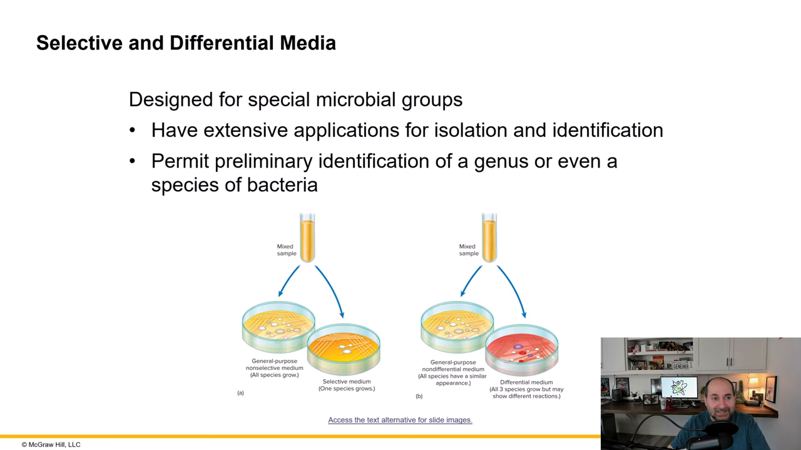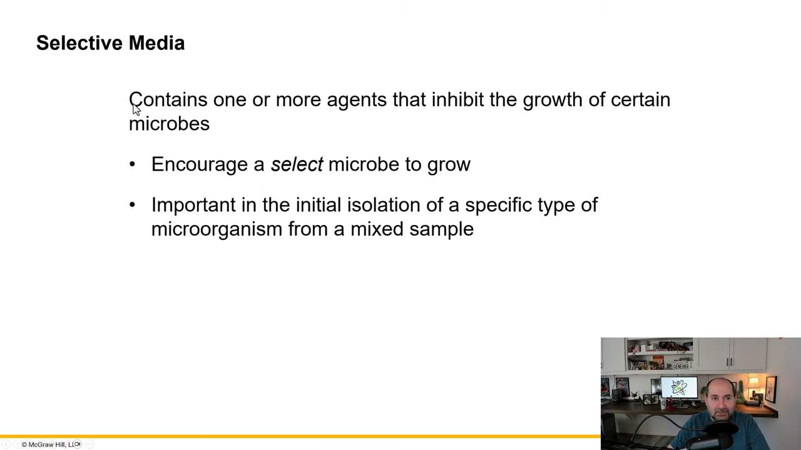Now let's talk about selective media versus differential media. This could be a little tricky to wrap your brain around, but it ends up making sense. So let's go into this in detail. Let's start with what is selective media, and then I'll talk about what is differential media. So selective media is a type of media that contains one or more agents. Agents are usually chemicals or something that inhibit the growth of certain microbes, but they encourage a select microbe to grow. So for instance, let me give you an example.